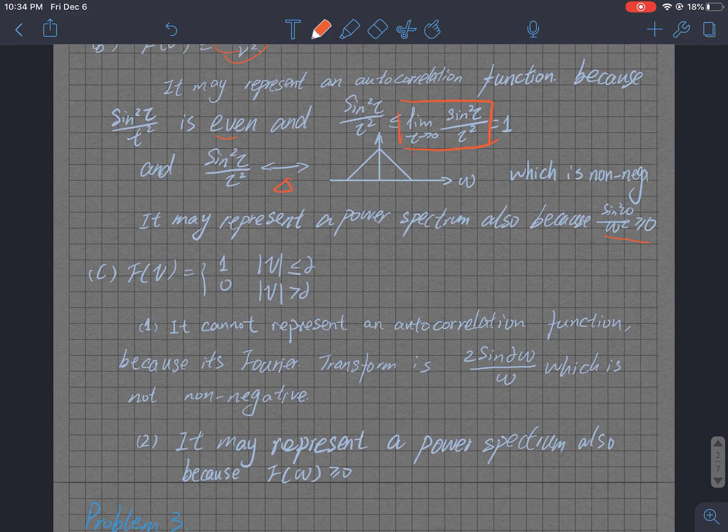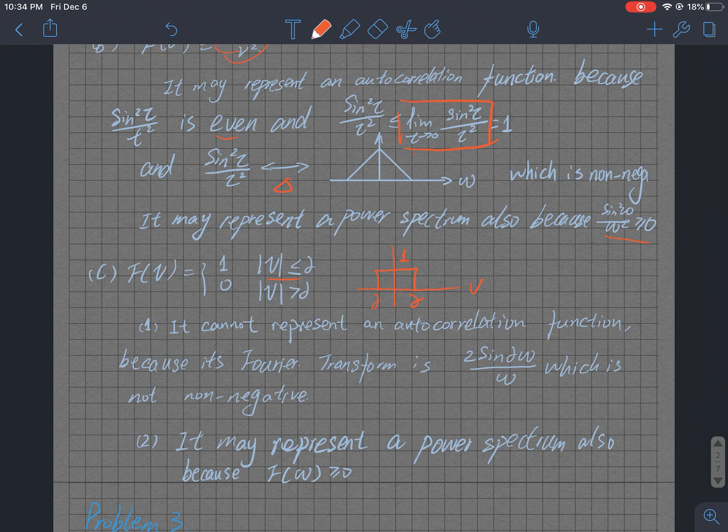And for the last part, we need to think about this function here. This function is basically like a square signal. When absolute value of v is less than alpha, it will be 1, otherwise it will be 0. It cannot represent an autocorrelation function.